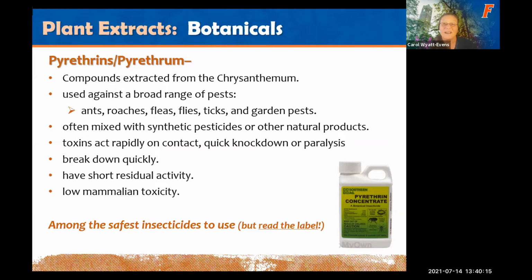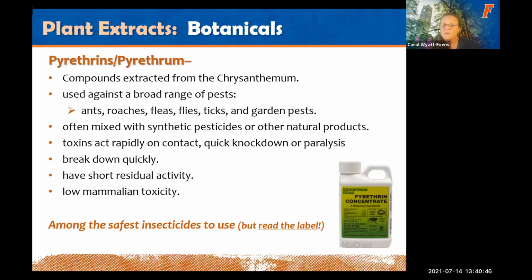So moving on to plant extracts. These are going to be your botanicals. The class that we're going to talk about is the pyrethrins, or the pyrethrum. These are highly concentrated compounds extracted from chrysanthemums, so mum flowers. Pyrethrins work against really a broad range of pests, such as ants and roaches and fleas, ticks and garden pests. So we've kind of expanded our pest insects with the botanicals.